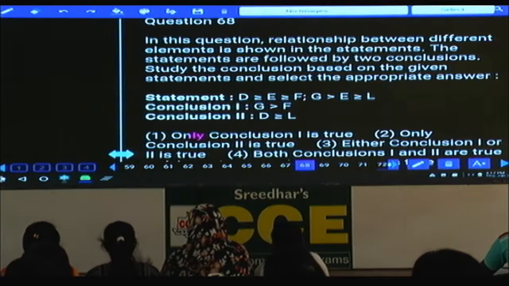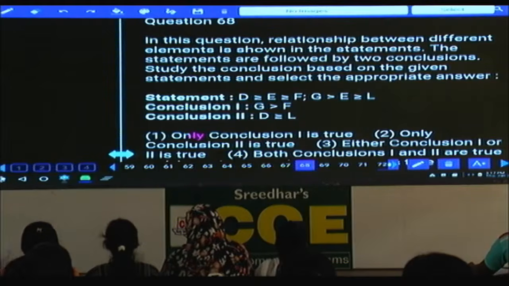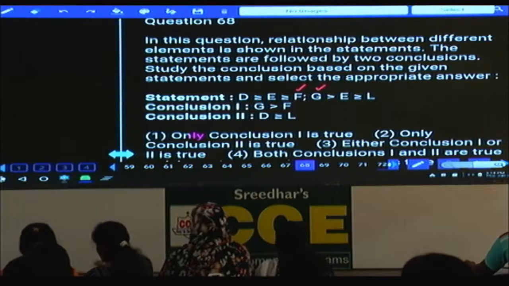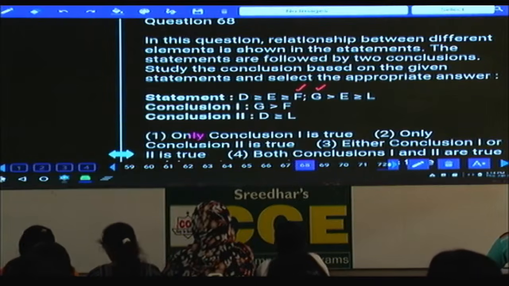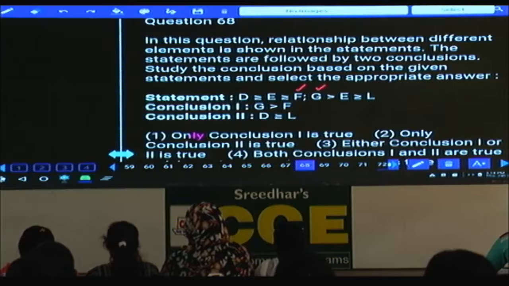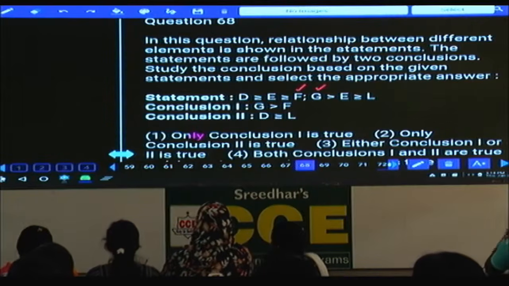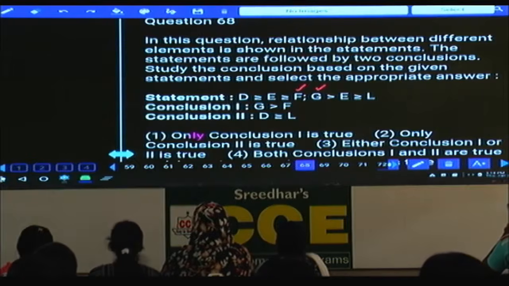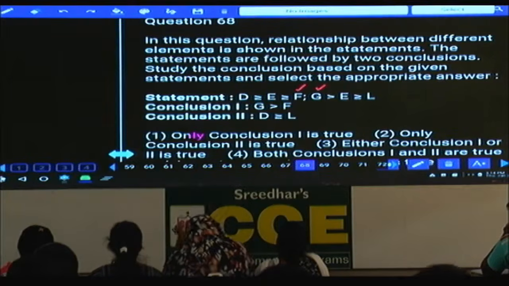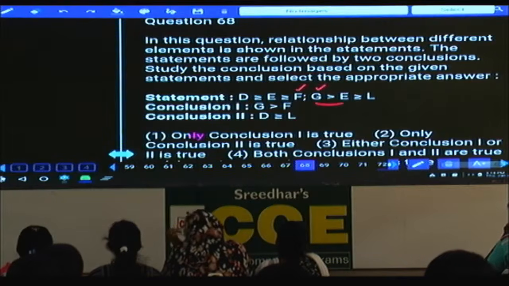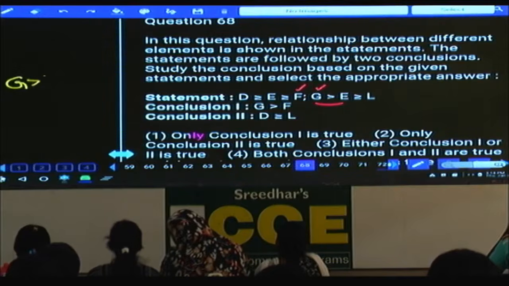Then 68. In this 68, first let us discuss this one. G and F. F is there in the first statement, G is there in the second statement. Then how to combine these two? Whenever more than one statement is there, in order to combine them we need to find the letter which is common between these 2 statements. D, E, F, G, E, L. Which letter is common here? E is common. As E is common, first we move from G to E and E to F.